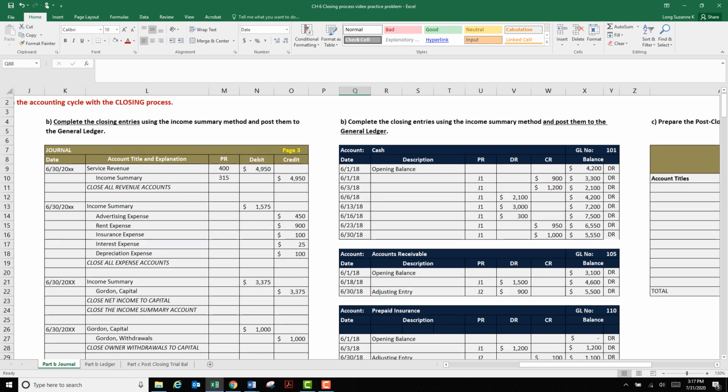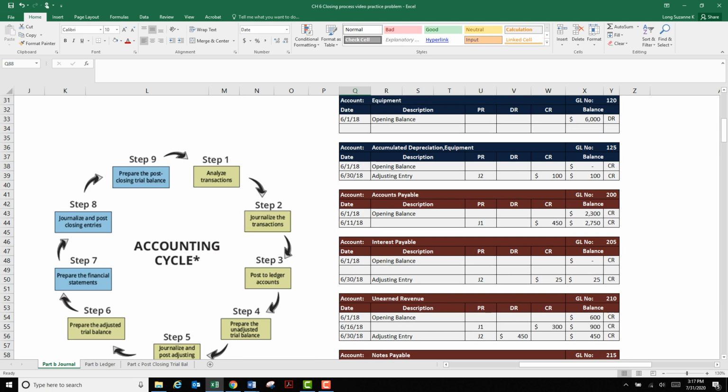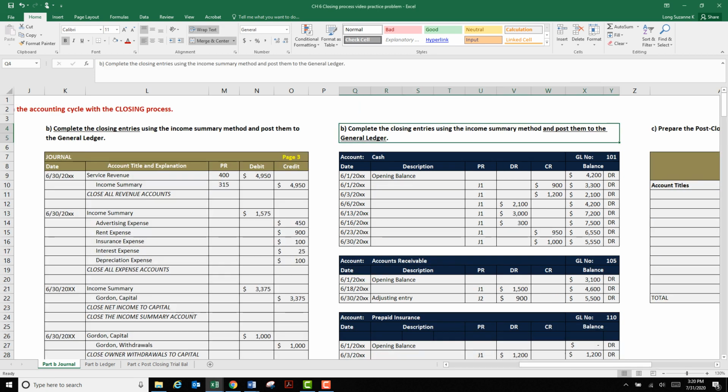I think I might have copied in the wrong ledger. Hang on a second. Be right back. Okay, I'm back. Let's start over again with posting. I did not copy in the right ledger. I want you to have the ledger after adjusting entries. So we're good to go now.